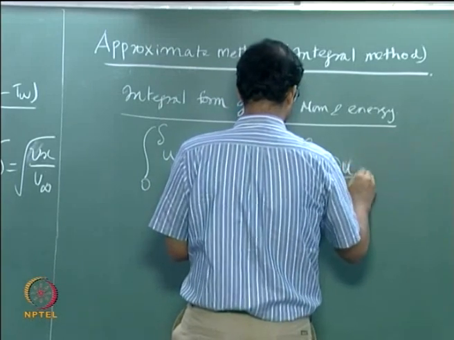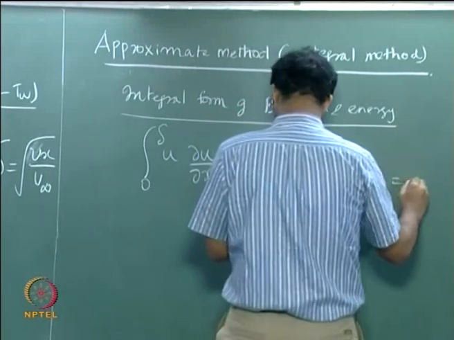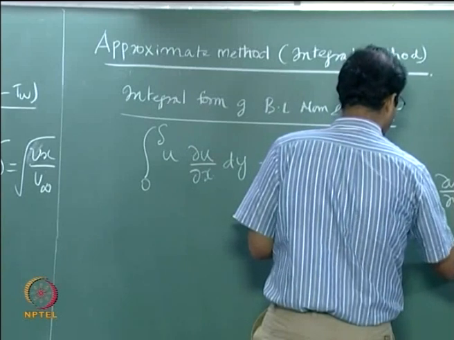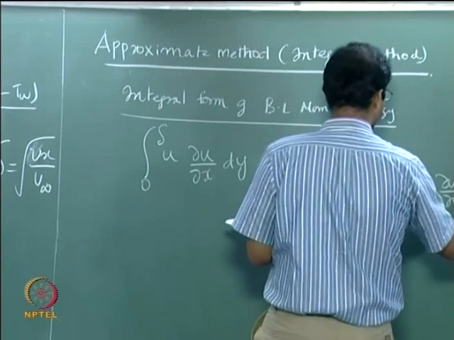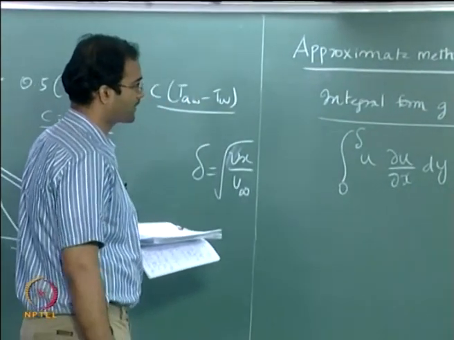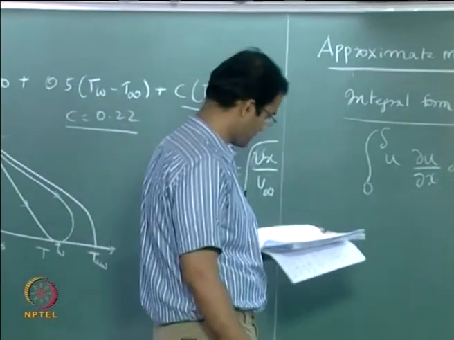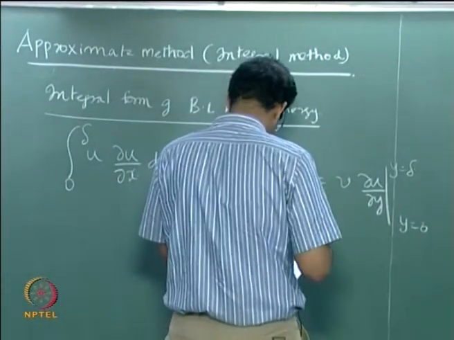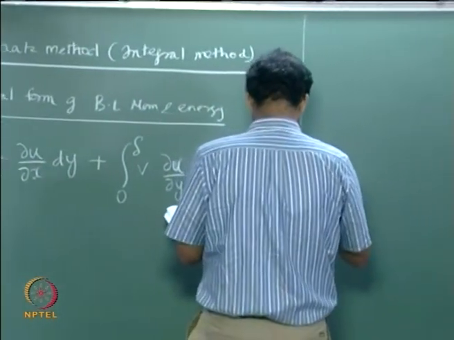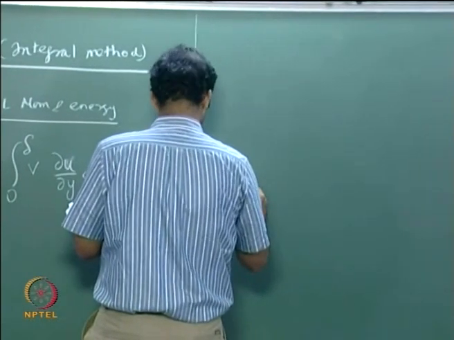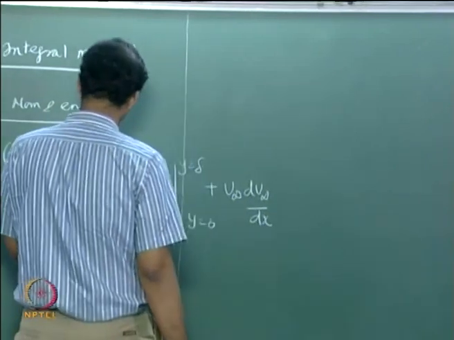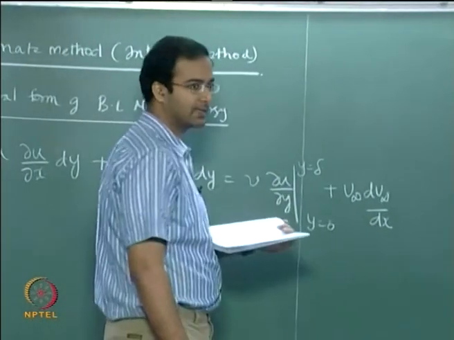Sorry, this is du by dy is equal to nu du by dy between the limits y equal to 0 and y equal to delta. Okay, so we just integrate the boundary layer momentum equation for a flat plate. We could also include the pressure gradient term, so that will be additionally plus u infinity du infinity by dx, integrated between 0 to y, dy, it is nothing but delta.